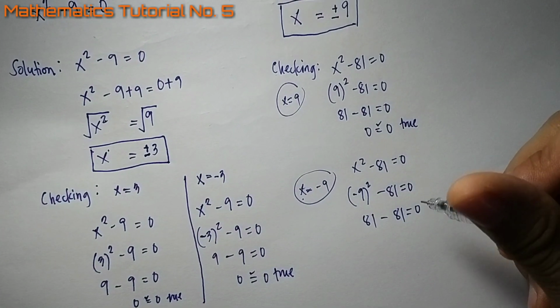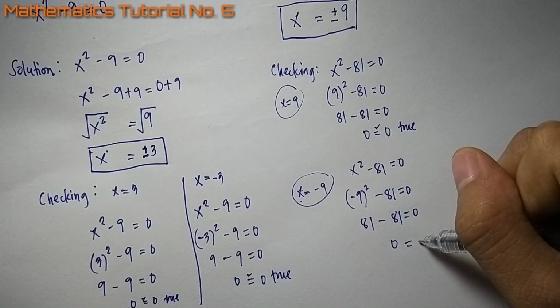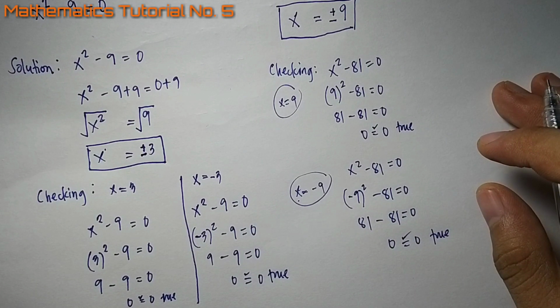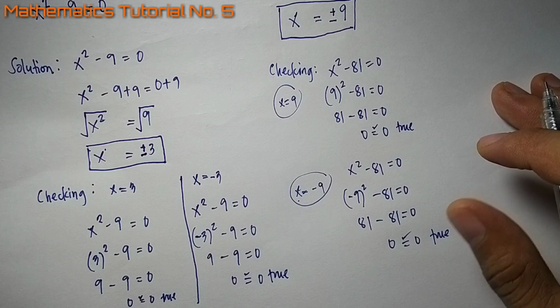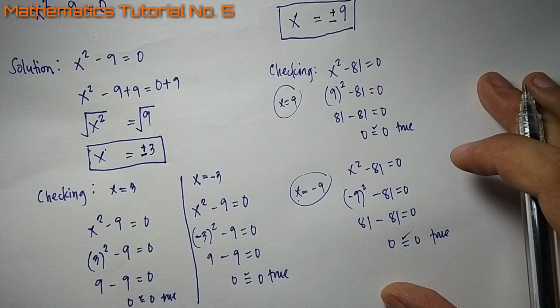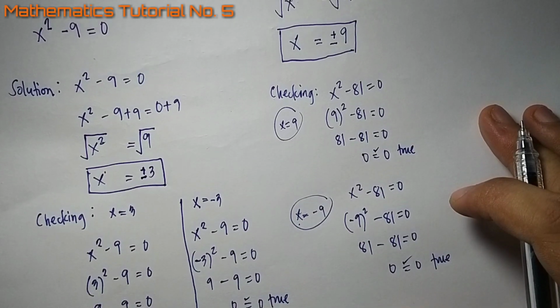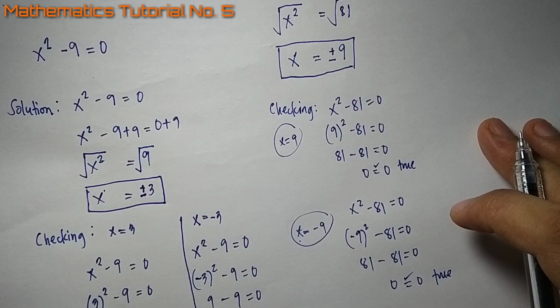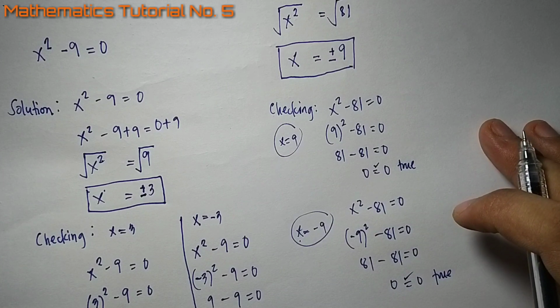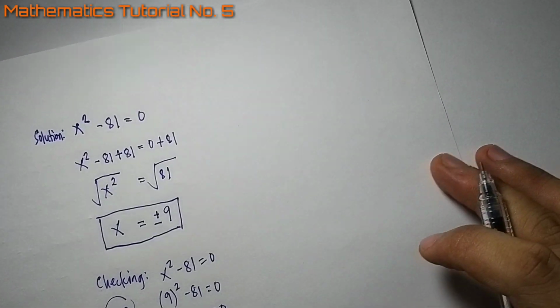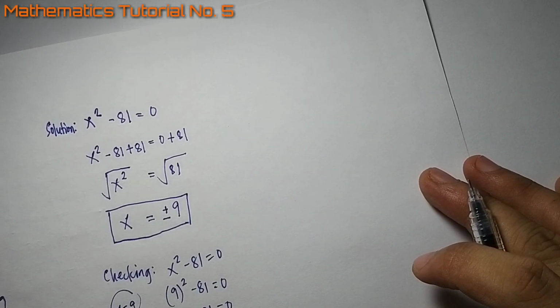So 81 minus 81, that is 0. Which is true. Okay? So kay tinuod man, meaning kini si negative 9 solution pud na sa atong x squared minus 81 is equal to 0. So the roots of x squared minus 81 is equal to 0 are positive 9 and negative 9. Okay, let's have another example.